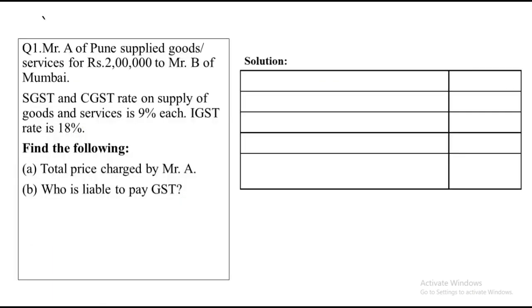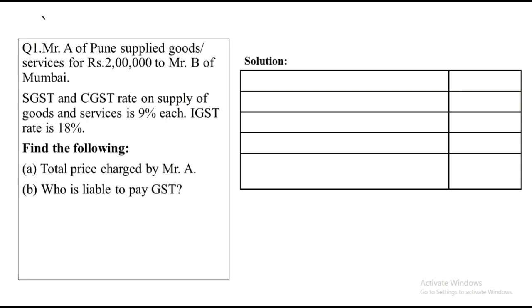So let us start. Number one, the first question reads: Mr. A of Pune supplied goods and services for rupees 2 lakhs to Mr. B of Mumbai. Very first thing, Pune and Mumbai come from the same state, that is Maharashtra. So the CGST and SGST rate on supply of goods and services is 9% each, and IGST is supposed to be 18% on the same goods which have been supplied. They are giving you a common rate. So 18% is the IGST rate, and it will get split up into 9% each under CGST and SGST.